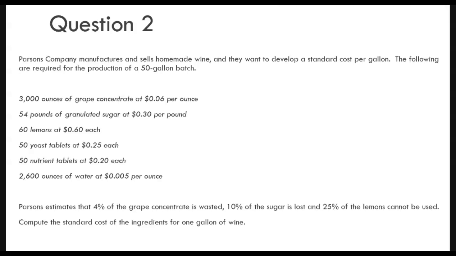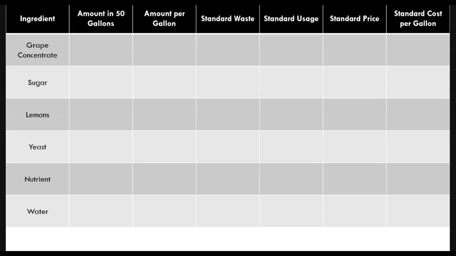So we're also given some other information down below. We're told that Parsons estimates that 4% of the grape concentrate will be wasted, 10% of the sugar is lost, and 25% of the lemons cannot be used, so they'll be wasted as well. We need to compute the standard cost of the ingredients for 1 gallon of wine. So let's set up a nice table here. So we have our 6 different ingredients down the left side.